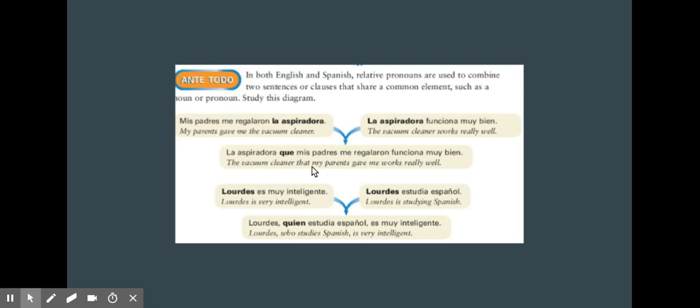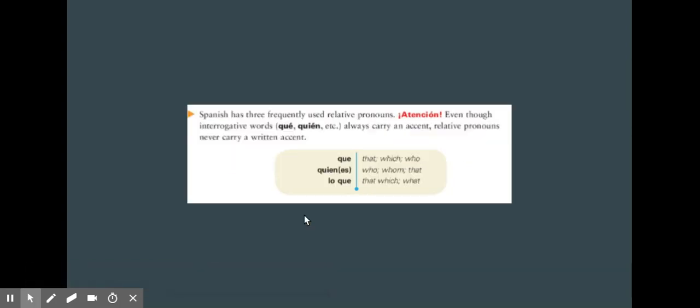Or in this case, Lourdes es muy inteligente. Lourdes is very intelligent. Lourdes estudia español. Lourdes is studying Spanish. One way you could combine these two sentences into one is, Lourdes, who studies Spanish, is very intelligent. Or Lourdes, quien estudia español, es muy inteligente. That who is the equivalent of quien in Spanish. So here they are. Here are the examples.